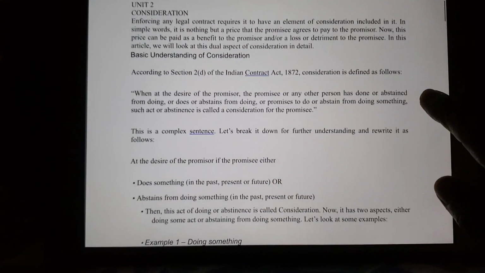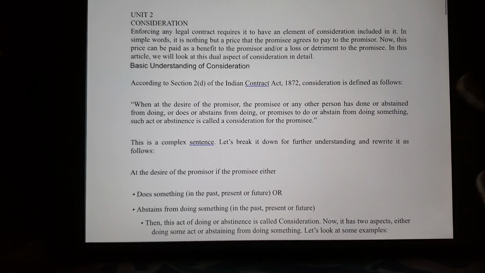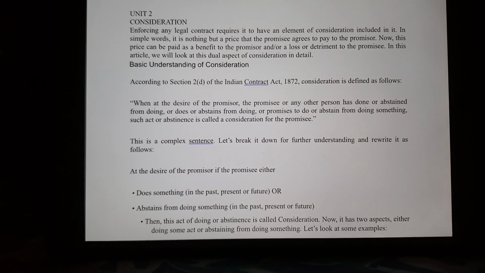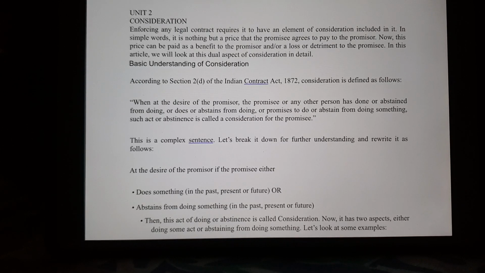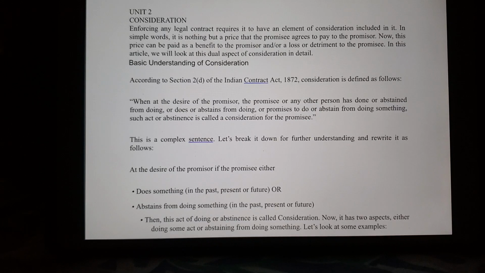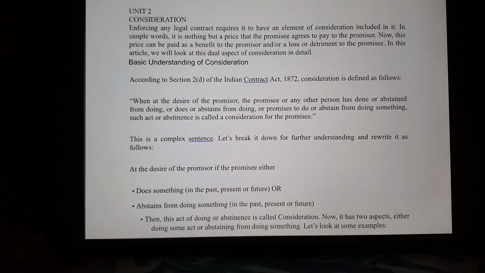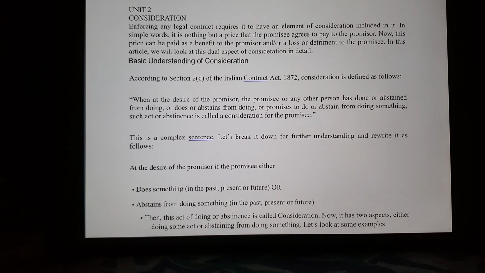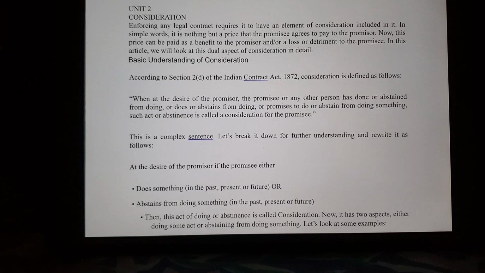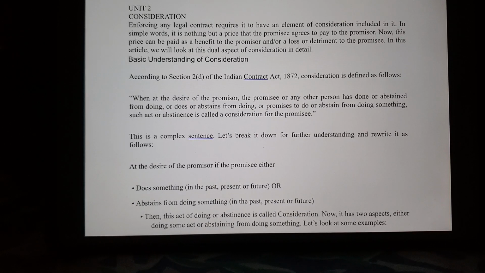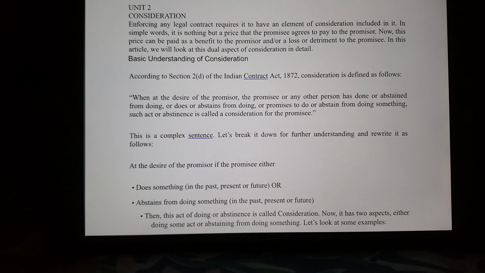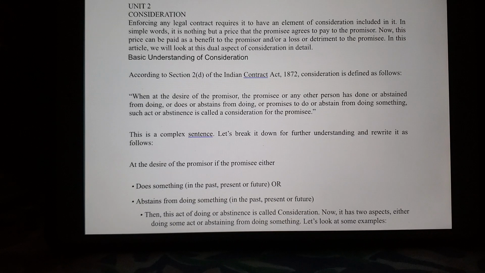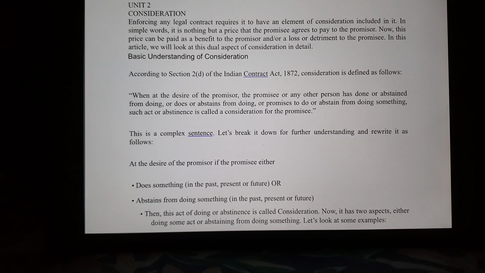So this is Unit 2, and here the topic is about consideration. Enforcing any legal contract requires it to have an element of consideration included in it. In simple words, it's nothing but a price that the promisee agrees to pay to the promisor. Now, this price can be paid as a benefit to the promisor and or a loss or detriment to the promisee. In this article, we will look at this dual aspect of consideration in detail.